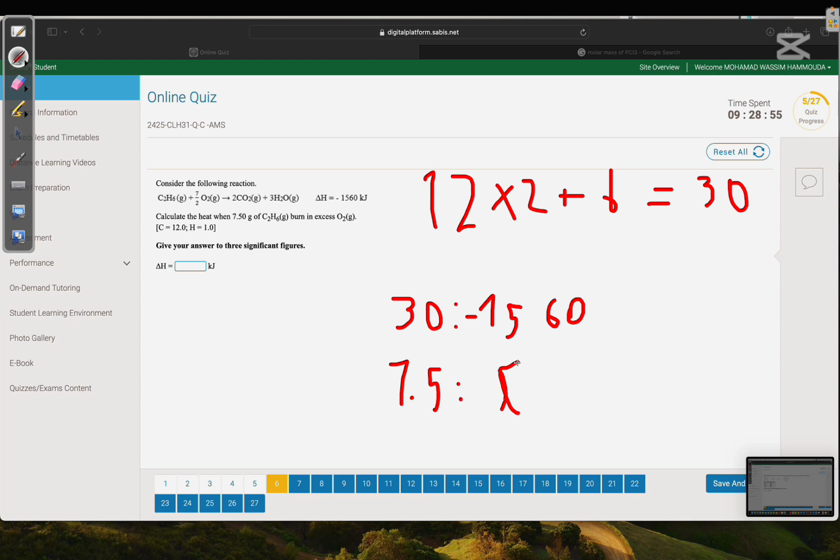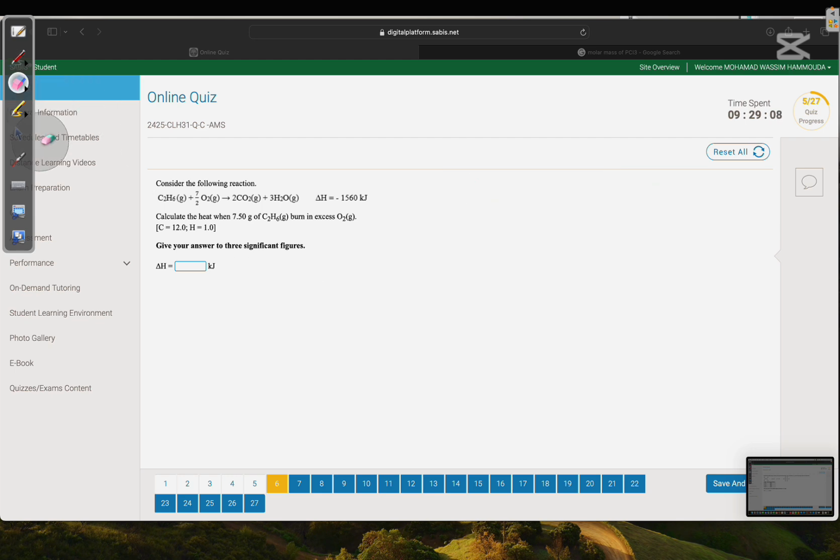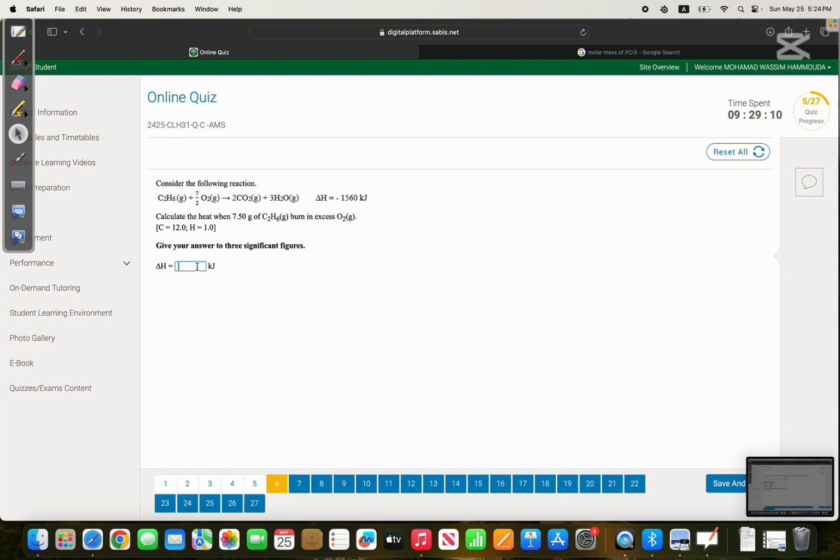1560 times 7.5 divided by 30 will give us 390. And make sure to put the negative sign. Negative 390.